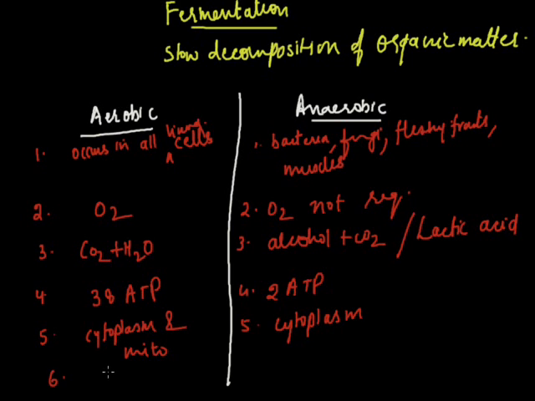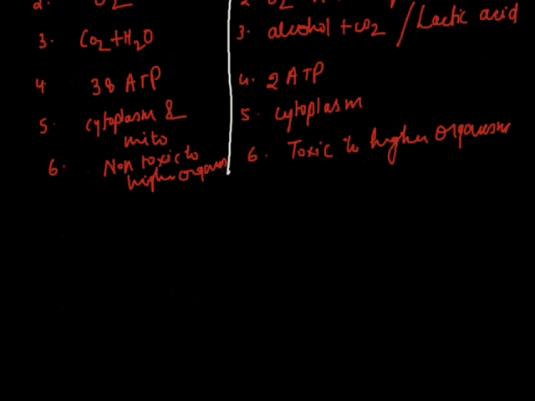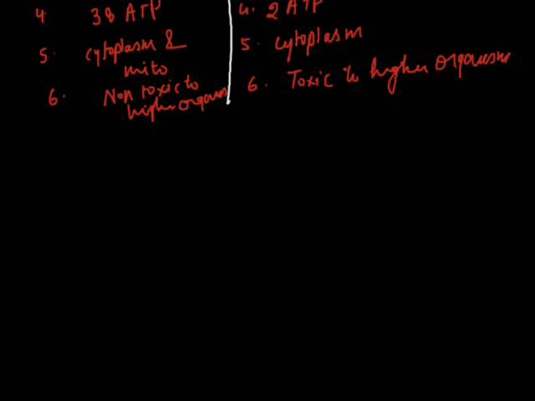The sixth point of difference is that a high amount of energy is released, which we have talked about. Now it is a non-toxic process. It is non-toxic to higher organisms. On the other hand, anaerobic respiration is toxic to higher organisms. Now, as we have differentiated between the two major types of respiration, aerobic and anaerobic, let me tell you some points of differences between respiration and photosynthesis.